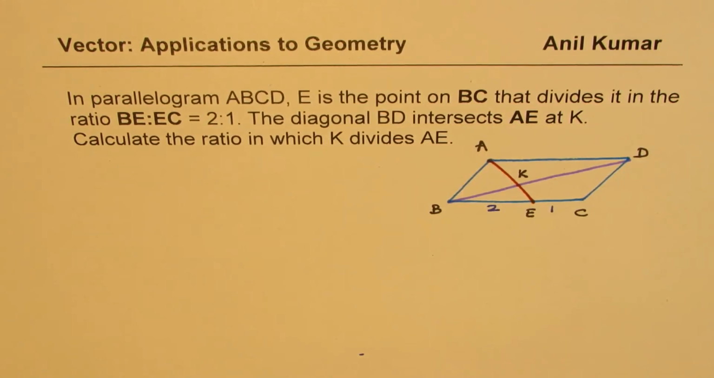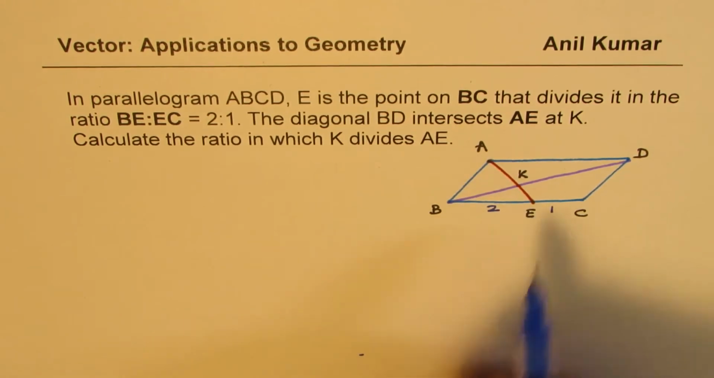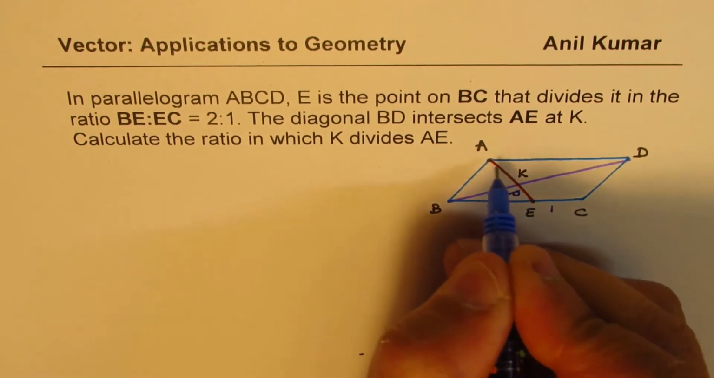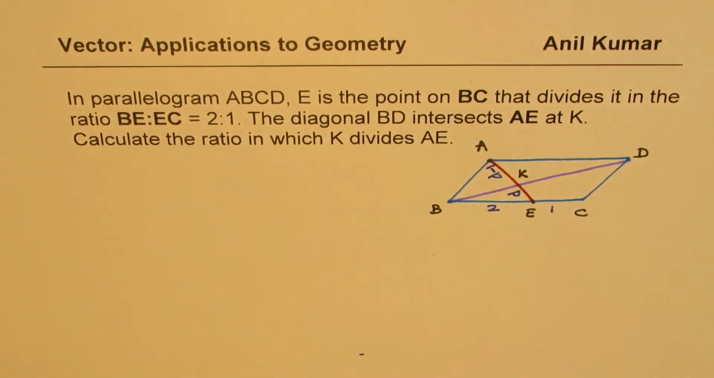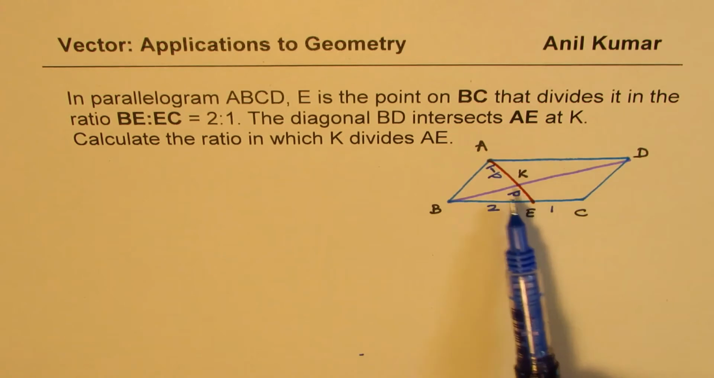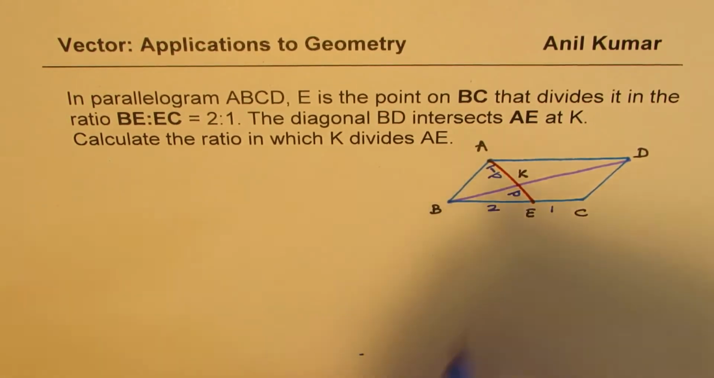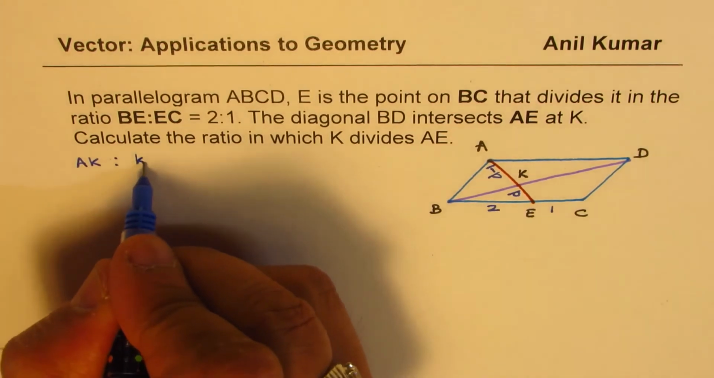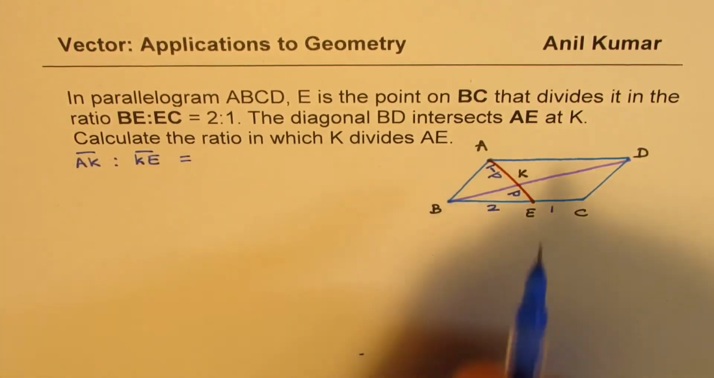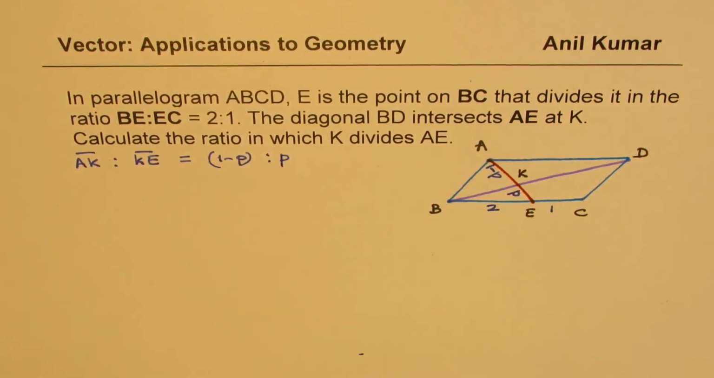Here is my thought on this. Let us assume that K divides AE in the ratio of P, and the other portion will be 1 minus P. We are using 1 unit. So in the division of a segment formula, this sum will be 1. That is the advantage of using P and 1 minus P, so we will avoid fractions. So AK is to KE is in the ratio of 1 minus P is to P. Is that clear to you? Right?